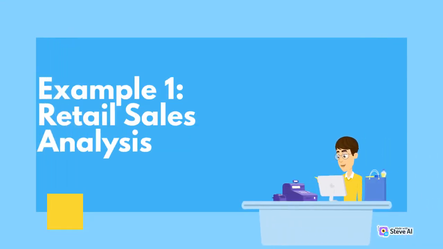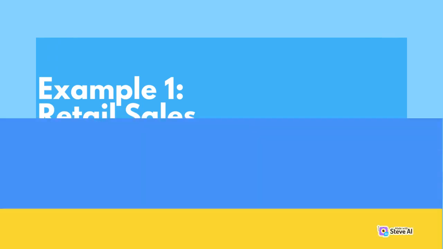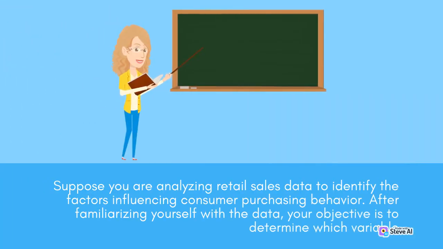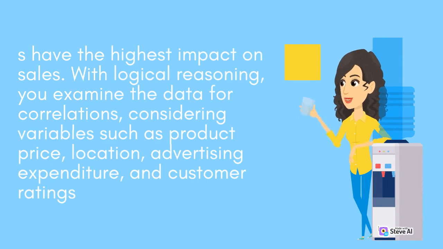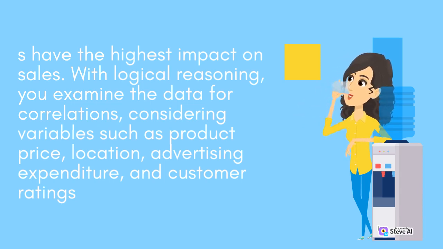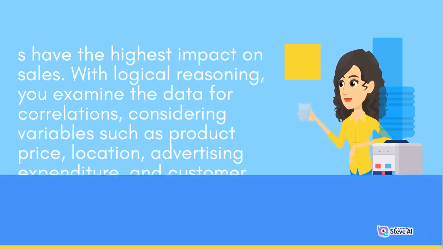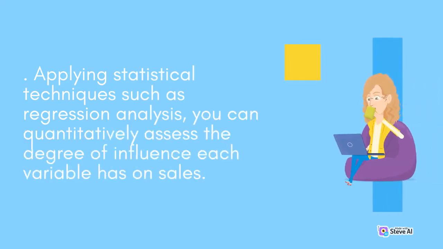Example 1. Retail sales analysis. Suppose you are analyzing retail sales data to identify the factors influencing consumer purchasing behavior. After familiarizing yourself with the data, your objective is to determine which variables have the highest impact on sales. With logical reasoning, you examine the data for correlations, considering variables such as product price, location, advertising expenditure, and customer ratings. Applying statistical techniques such as regression analysis, you can quantitatively assess the degree of influence each variable has on sales.